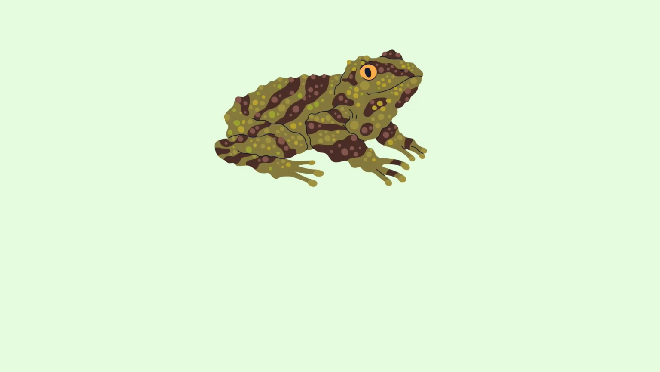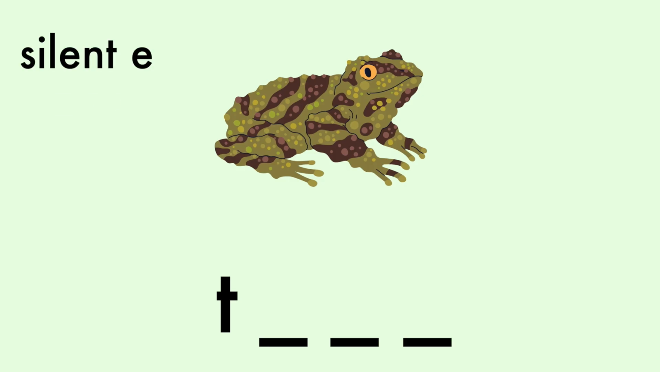Let's do one more word. The last word is toad. T-O-D. We have the letter for the beginning sound, T. Now we need the letters for O-D. Do we want to use the silent E pattern, the O-W pattern, or the O-A pattern here? Well, the O sound is not at the end of the word, so O-W is probably not going to work. Let's try the other two options and see which one looks right.